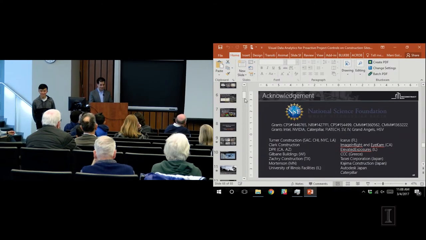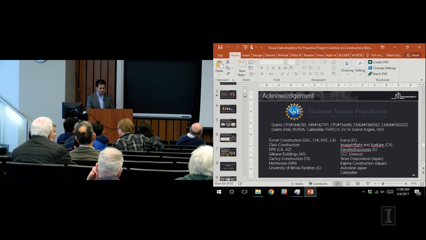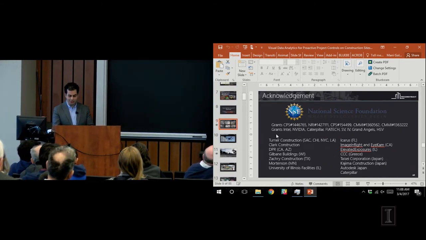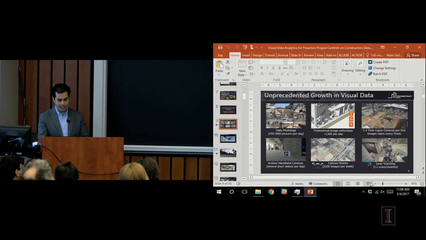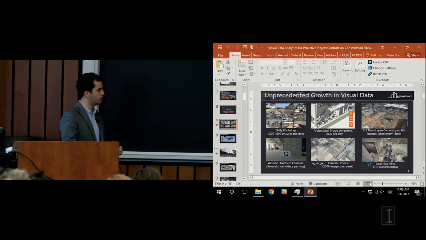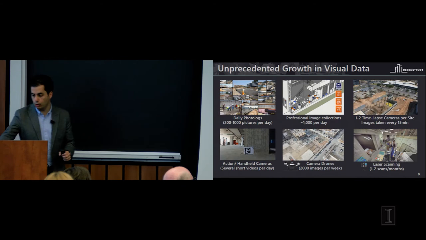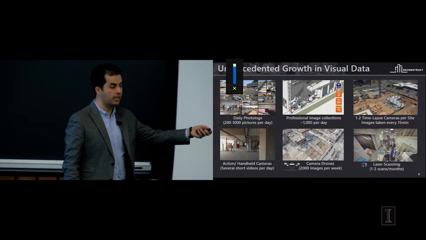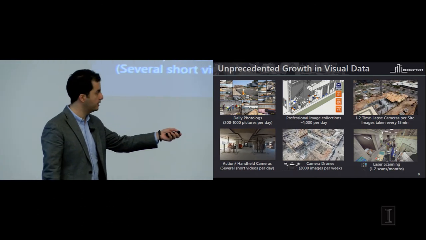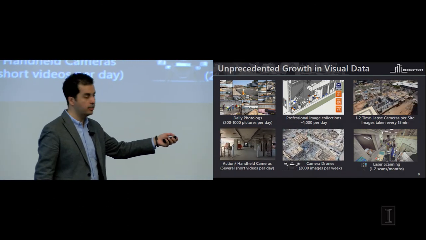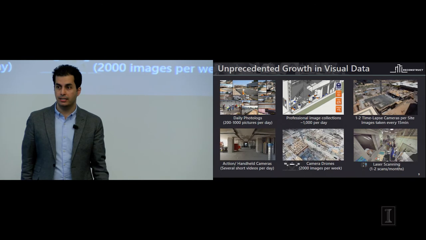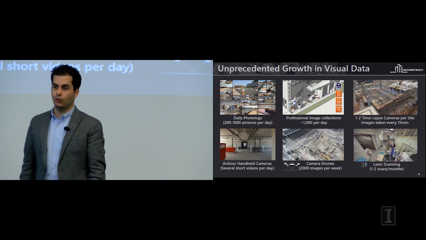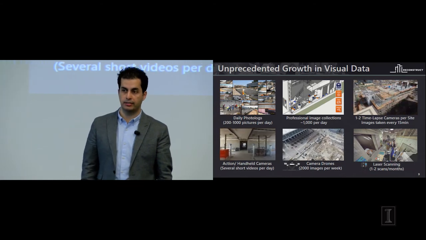Okay, that's an excellent question. So let me start by addressing the first part. The first question is, what about using perhaps a little bit more expensive sensors that can capture more reliable data? So here's an example of a more expensive type of sensing device, a laser scanner device. Some construction companies own it. The cost of this device is somewhere between 40 grand to 400 grand for the device itself.